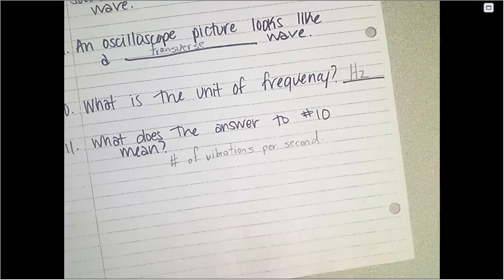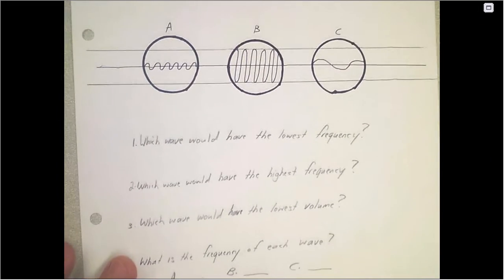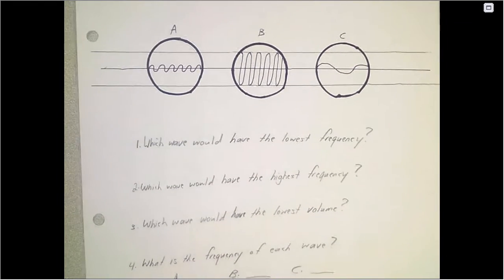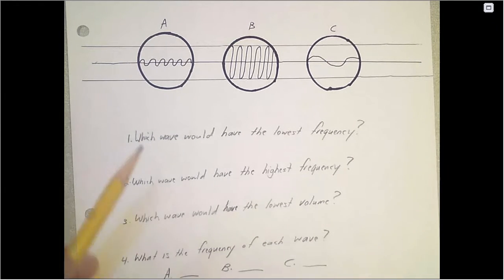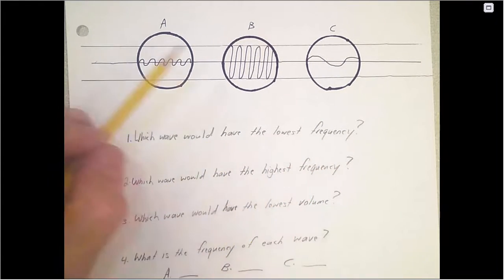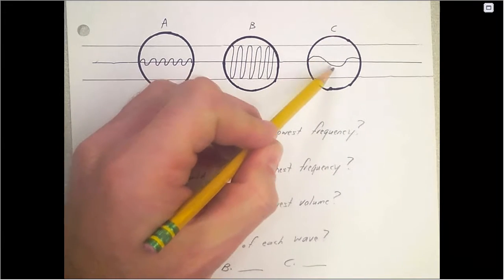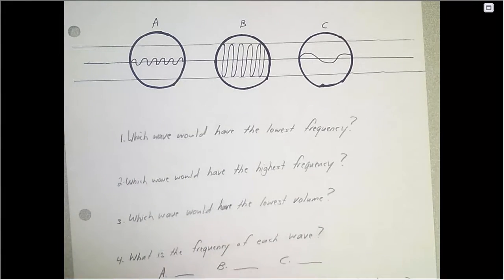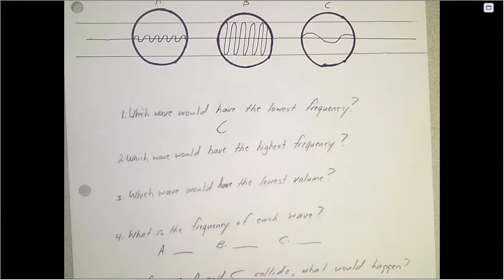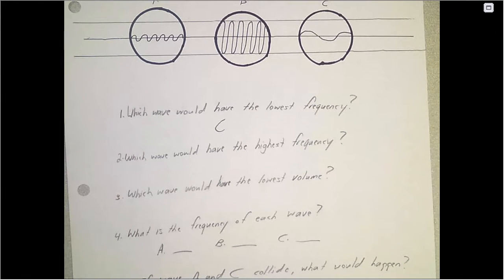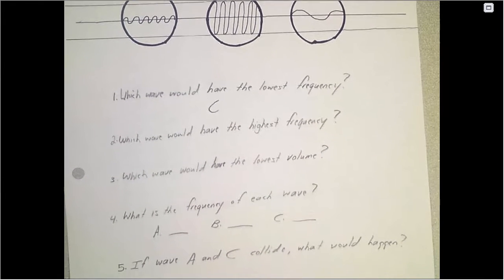Okay. Let's look at another thing real quick. I have 3 oscilloscopes pictured here and some questions. Which would have the lowest frequency? We're looking for the fewest number of vibrations, and clearly there's only one and really not even a half. So wave C would have the fewest, and that would be the lowest frequency, and that would be the lowest pitch.